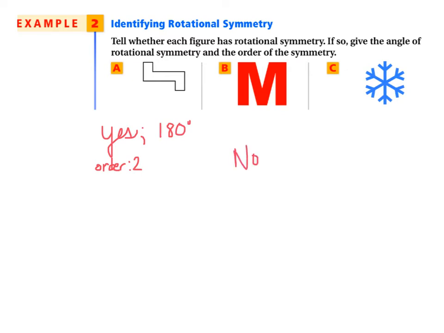Nope. We do not have rotational symmetry. And lastly, do C on your own. Pause the video and see if you can figure out C. Do you have rotational symmetry?